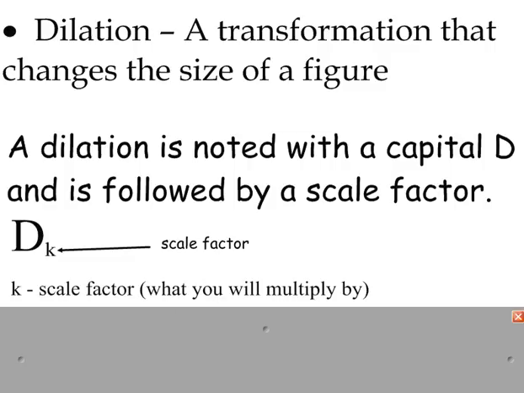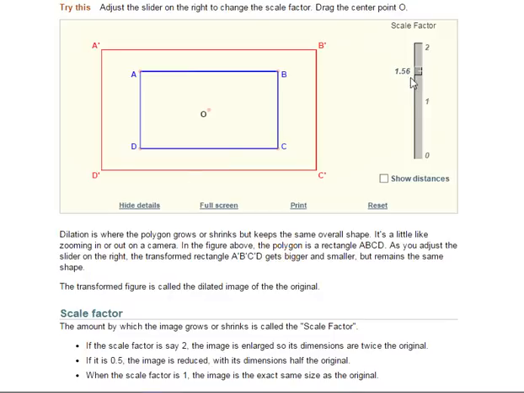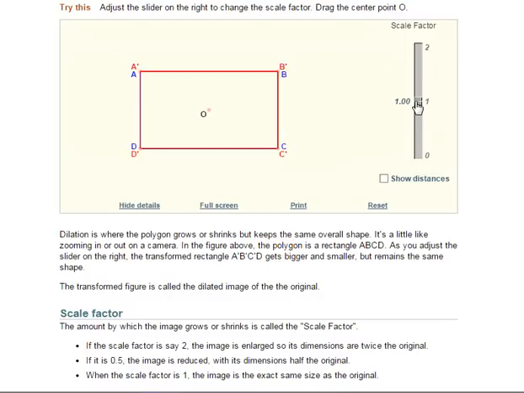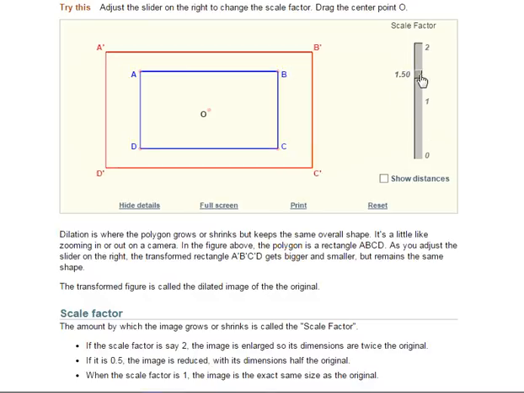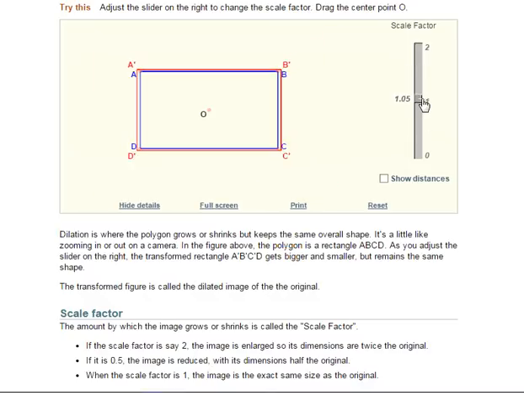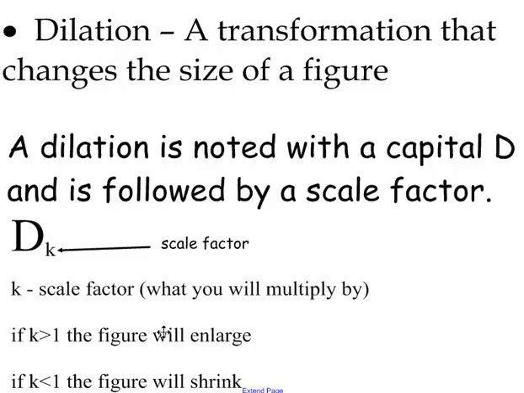I just want to point out something else here. You'll notice that if the scale factor is 1, nothing happens to the figure, right? You're just multiplying by 1, you'll get the same coordinates. But if the scale factor is bigger than 1, the figure gets bigger. And if the scale factor is less than 1, the figure gets smaller. So that's important. You need to have that in your notes. If the scale factor, or k, is greater than 1, the figure will enlarge. It'll get bigger. If k, the scale factor, is less than 1, the figure will shrink. It will get smaller.